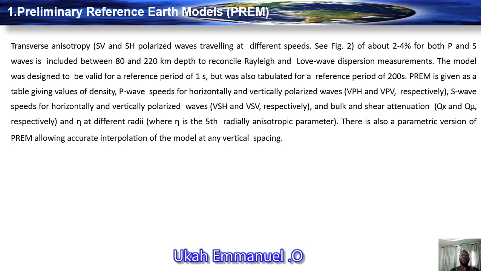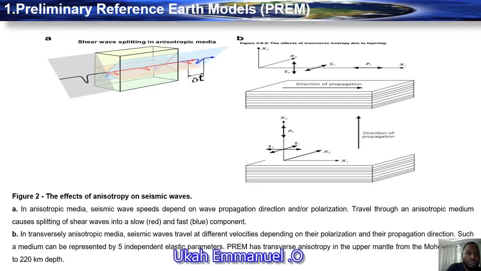So PREM is giving us a table of the values of the P wave and S wave velocities, the bulk attenuation, and the shear attenuation, right? That is, vertically and horizontally polarized waves respectively, both the S wave and the P waves. And there is also a parameterized version of the preliminary reference Earth model, allowing the accurate interpolation of the seismic waves.